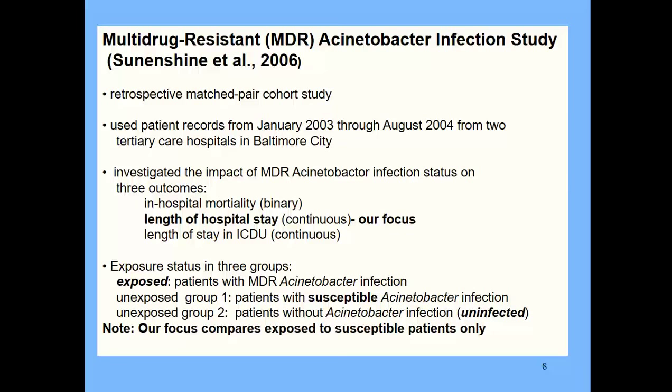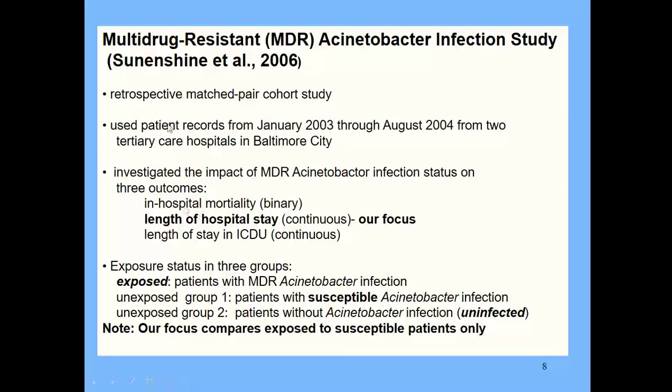And what it was, as I said, was a retrospective matched pair cohort study. Not a matched case control study, a matched pair cohort study. So people were followed over time. These were people in the hospital, and they were followed over time to see a number of things. There were three outcomes, in fact. One was whether they died, in-hospital mortality. Another was length of hospital stay, which is the one I'm going to illustrate here, how long they stayed in the hospital. And another was length of stay in the ICU, but I'm going to talk about the length of stay generally in the hospital. So that's our focus.